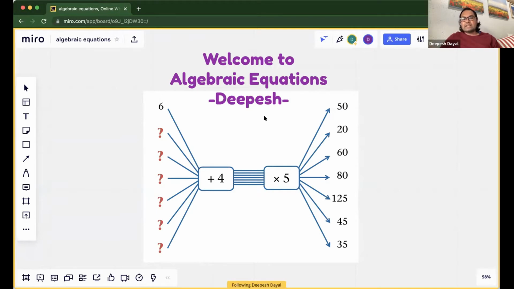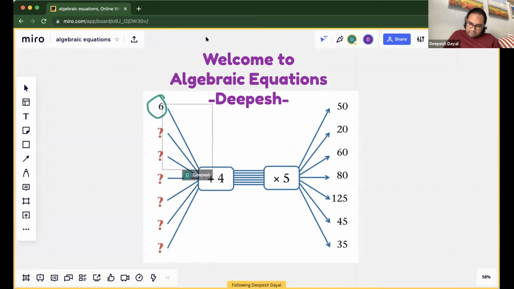We're going to start this section with looking for the question marks on the screen. I just thought it would be a very nice warm-up activity for us. It is a bit tricky, so it requires some thought. For example, the first one, we've got 6. 6 plus 4 gives us 10. 10 times 5 gives us 50. And that's how it works, right? So you need to find the other question marks there.